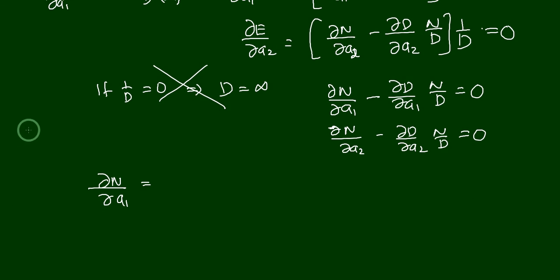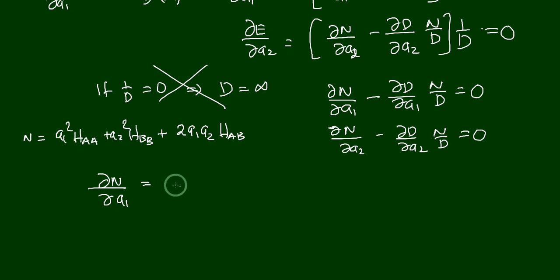Let me write it here just for our reference, otherwise we will forget what is n. Since you cannot see n, I will write it here. n is equal to a1 square HAA plus a2 square HBB plus 2a1a2 HAB. Okay, that is n. So ∂n/∂a1 is equal to 2a1 HAA plus 2a2 HAB. Okay, that is ∂n/∂a1.